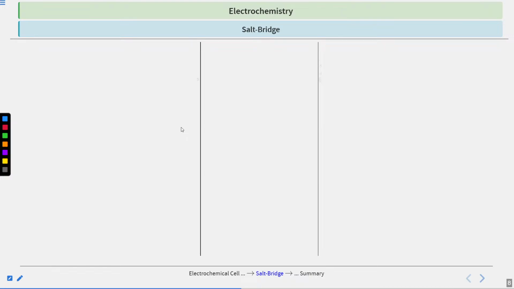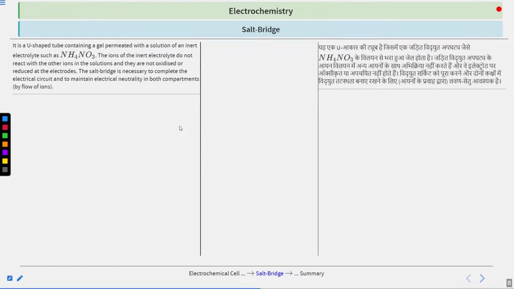Next, let us talk about the salt bridge. So basically, what is a salt bridge? This is basically a U-shaped tube and a gel permeated with a solution of inert electrolytes such as NH4NO3. The ions of the inert electrolyte do not react, and the other ions in the solution are not oxidized or reduced. The salt bridge is necessary to complete the electrical circuit and maintain electrical neutrality.